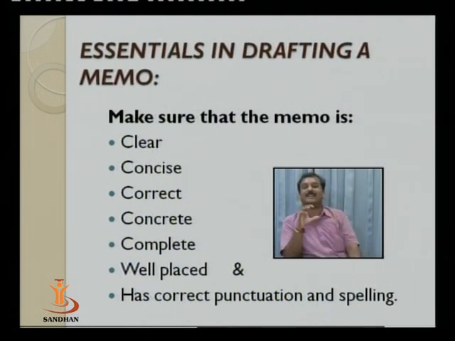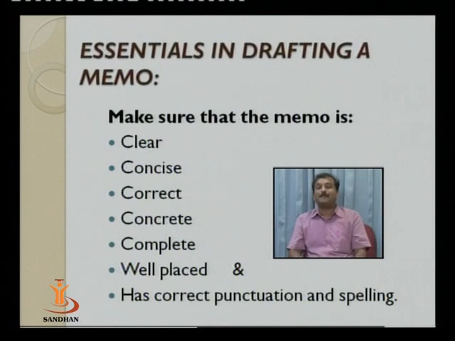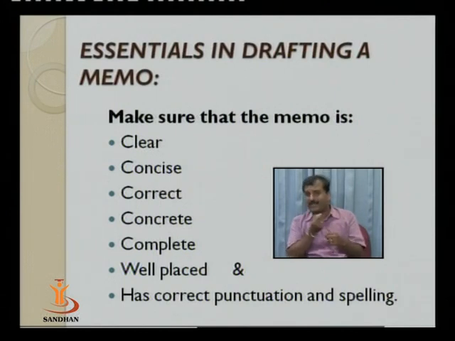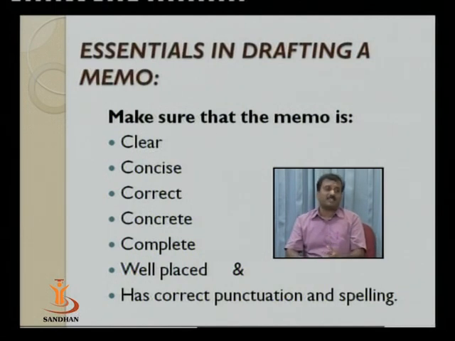Last, essential, is the correct punctuation and spelling. What happens is that many times students are not able to spell correctly. Sometimes just one error in the spelling can change the entire meaning of the word as well as the sentence. Hence, it's very essential for students, when drafting the memorandum, to spell correctly as well as use correct punctuation.